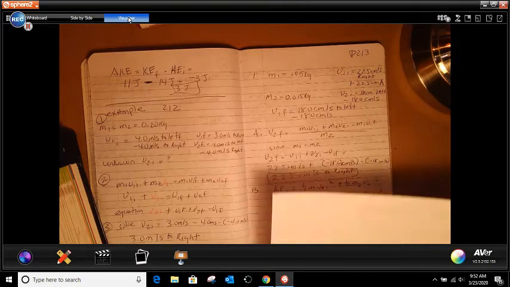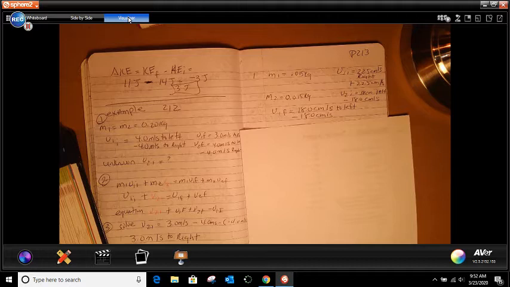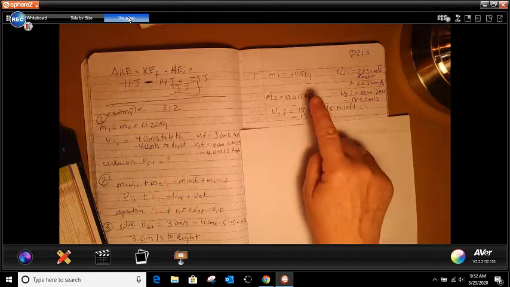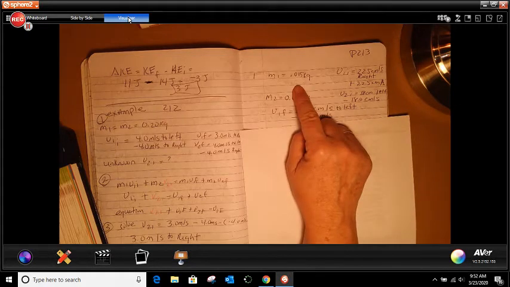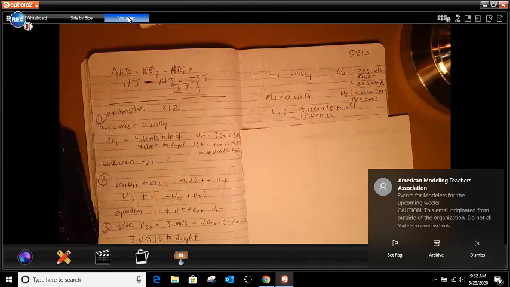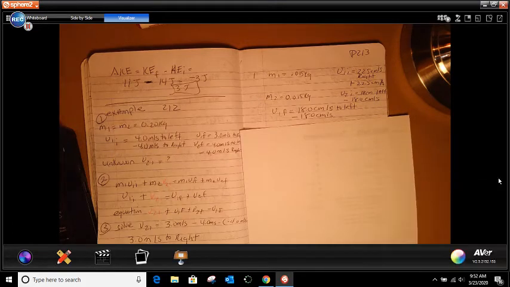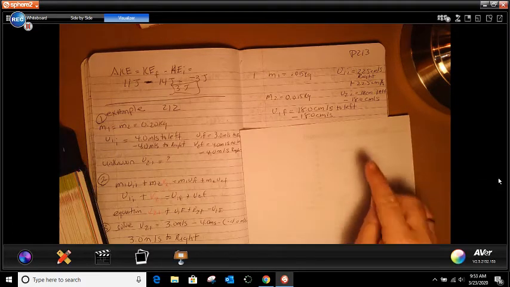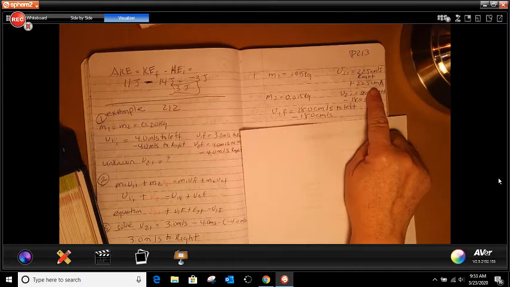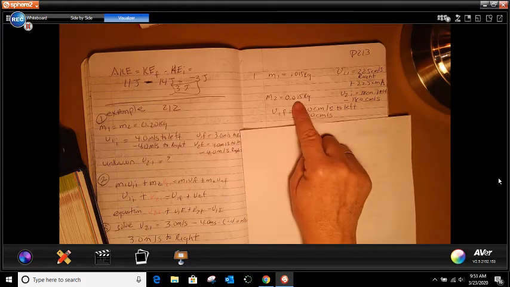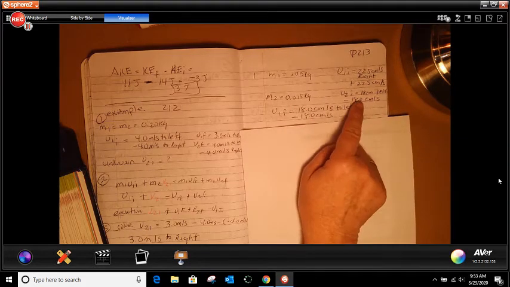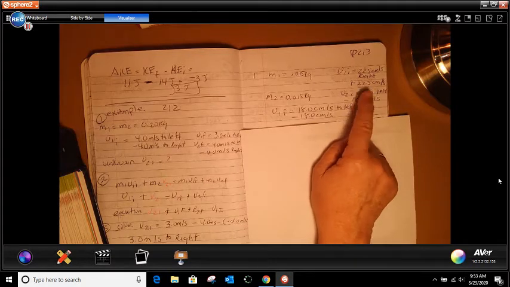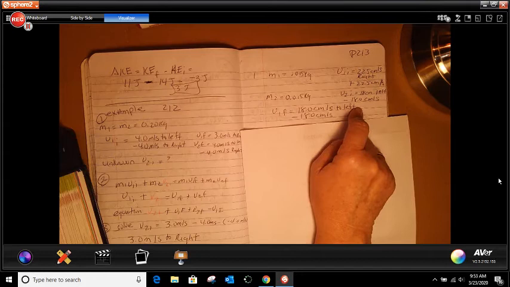So let's go on to problem number 1. Problem number 1 says a 0.015 kilogram marble, that's our mass, slides to the right at 2.25 meters per second on a frictionless surface, making an elastic head-on collision with a 0.15 kilogram marble moving to the left at 18 meters per second. First of all, to the right is positive, to the left is negative.